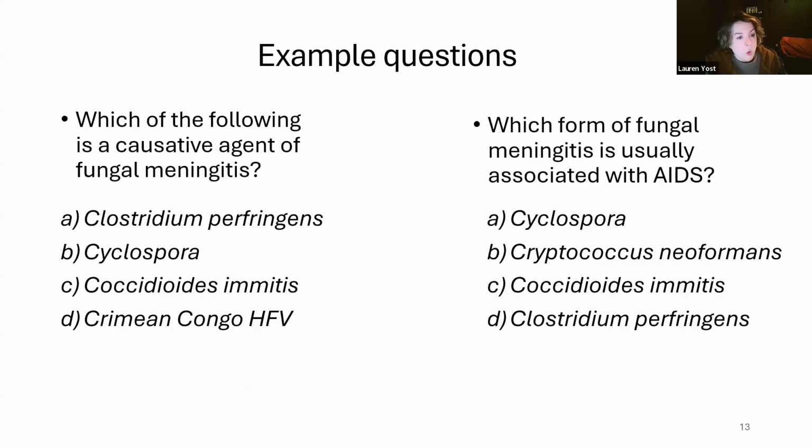All right, let's just start with questions. Let's not get ahead of myself. Which of the following is a causative agent of fungal meningitis? There are only two we learned in the chapter. Cryptococcus neoformans or Coccidioides immitis. But what were our choices here? Clostridium perfringens. This is the cause of gas gangrene. This is another very typical type of question that I'll ask for like unit 4 type stuff on the exam. All right, Clostridium perfringens causes gas gangrene. Cyclospora, we will learn in chapter 23, is a cause of diarrhea, and it is a protozoa.